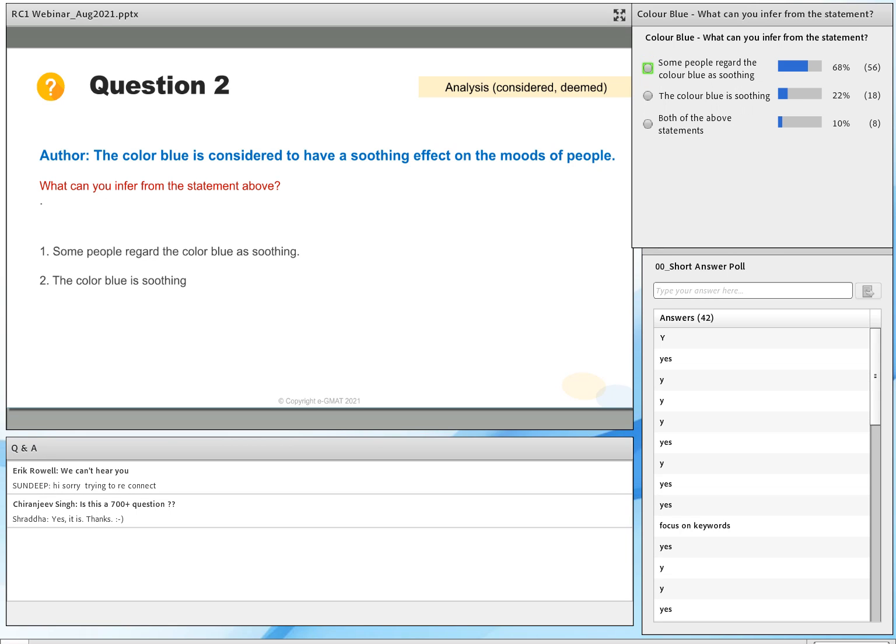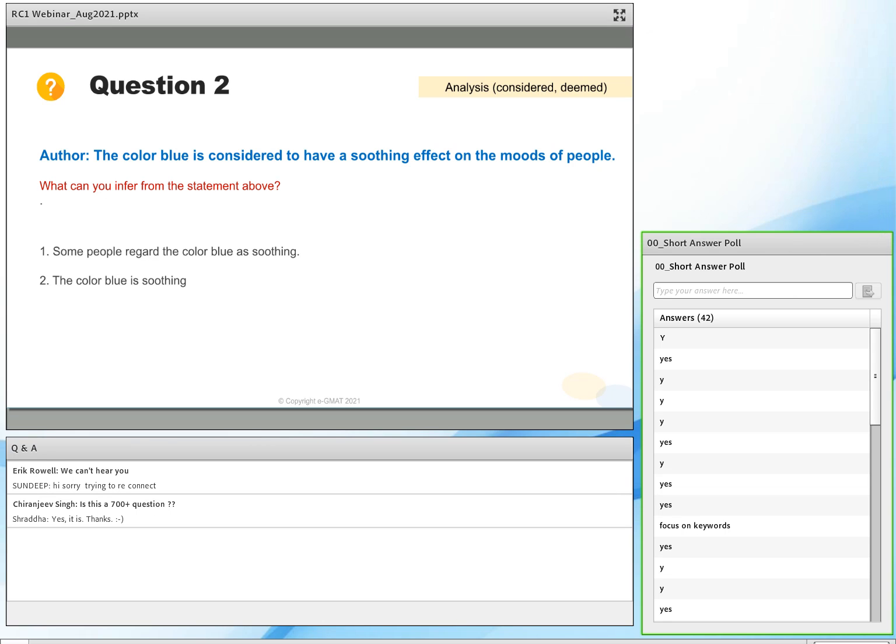Alright, so let me broadcast the results. Around 70% of you believe that only statement 1 can be inferred. That means around 30% of you believe that either only statement 2 can be inferred or both can be inferred. So 70% of you are correct. The reality is, when you say what can be inferred from this particular statement, only statement 1 can be inferred.